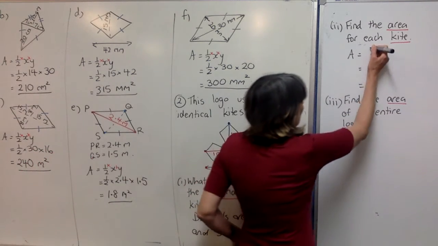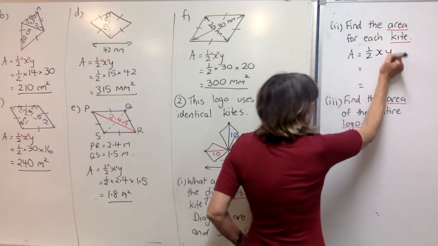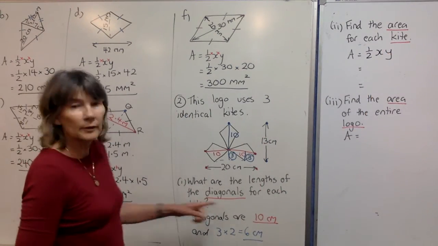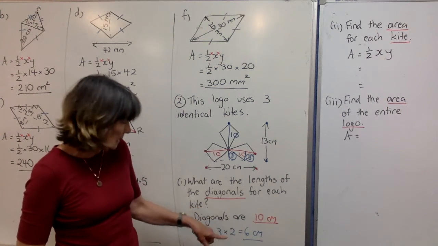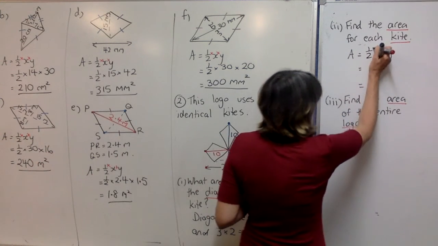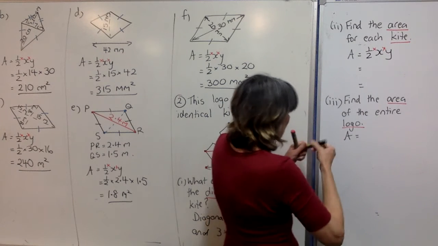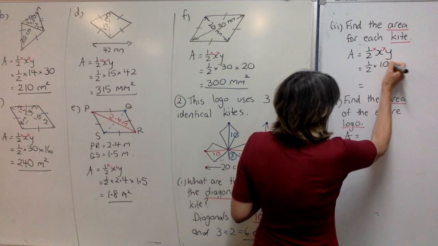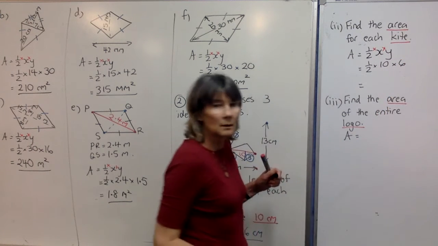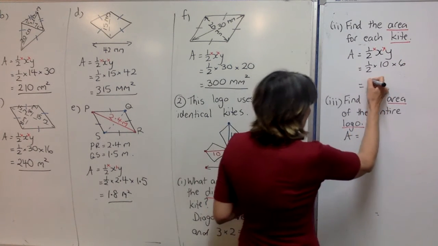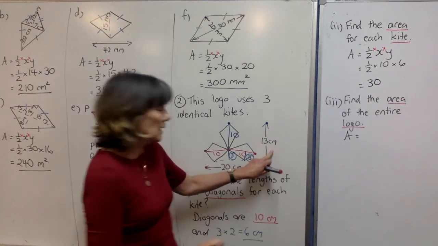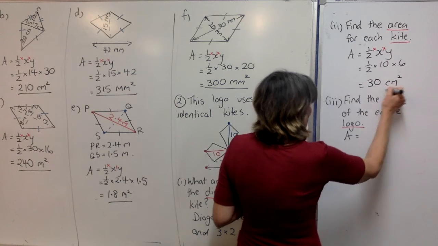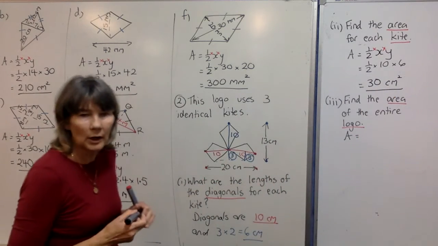So now we're going to find the area of a kite, and we know it's that formula there. So now we're going to just sub in our numbers, our diagonal lengths 10 and 6 like we just learnt. So let's sub them in. It's a half times 10 times 6. And then go to your calculator to work that out. And when you work that out, you'll get a 30. Our units are centimetres, and it's an area, so it's squared. Now that's the area for one kite.